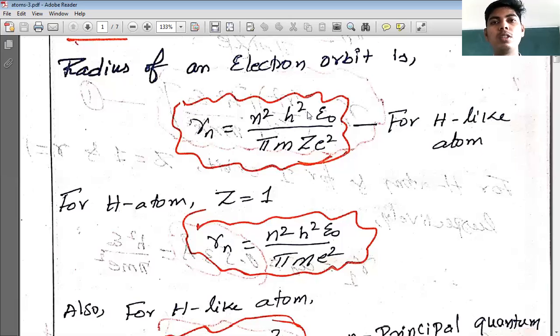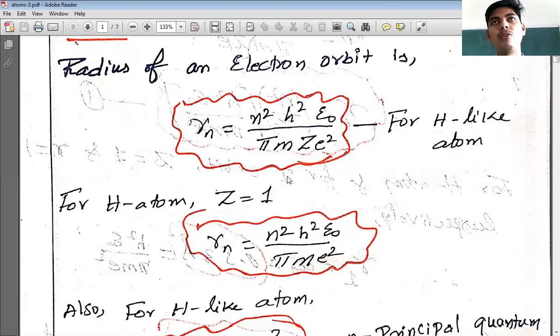If you are asked to find the electron radius of a doubly ionized lithium atom, or the electron orbit radius in a singly ionized helium atom, use this equation, n square h square epsilon naught divided by pi m e square Z. Substitute the corresponding atomic number.